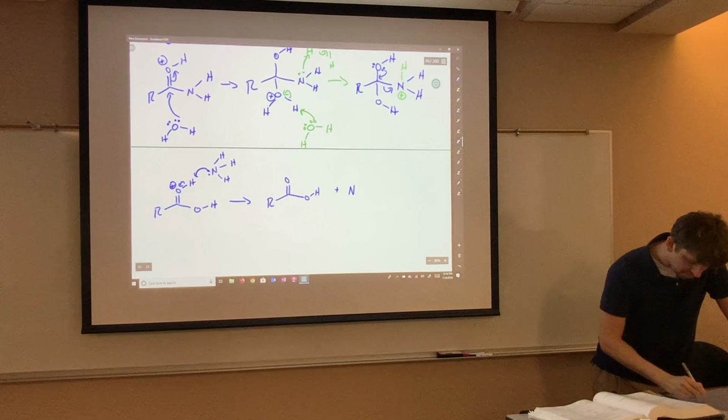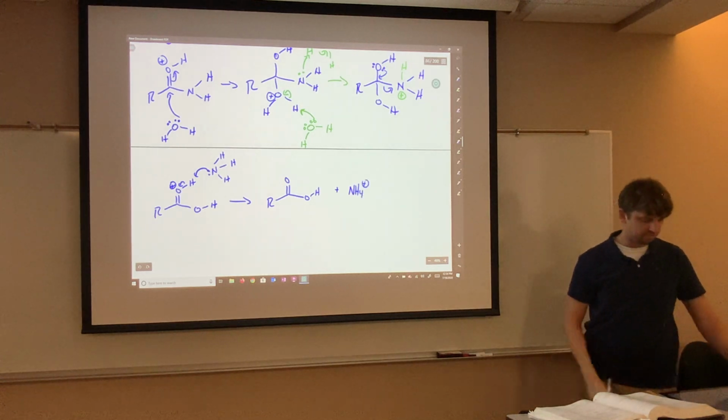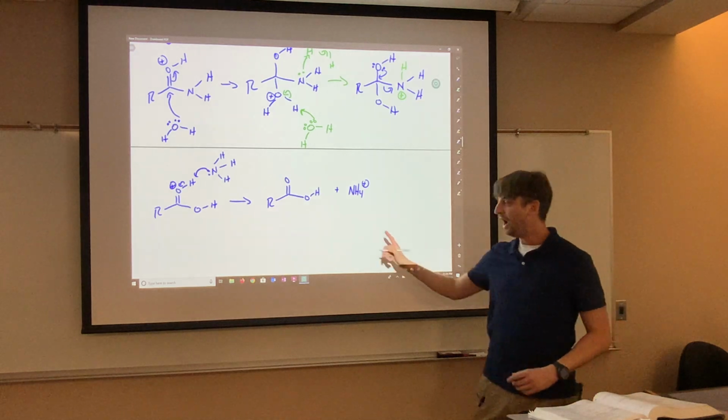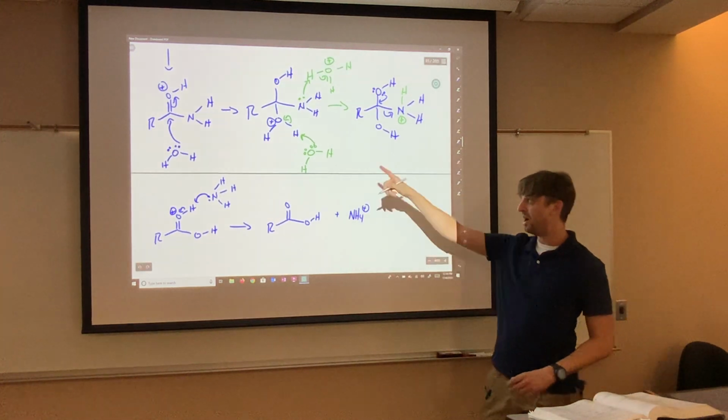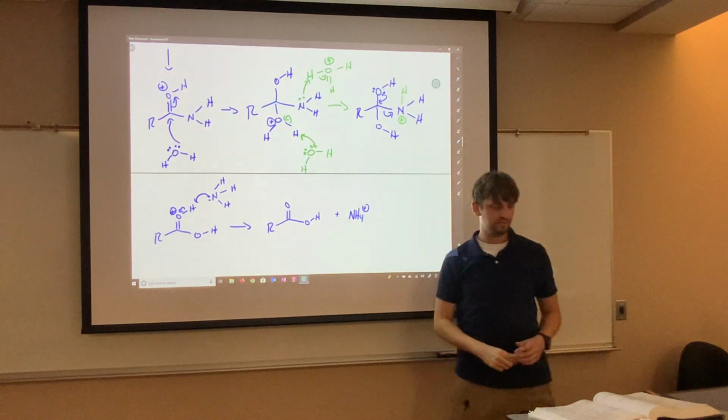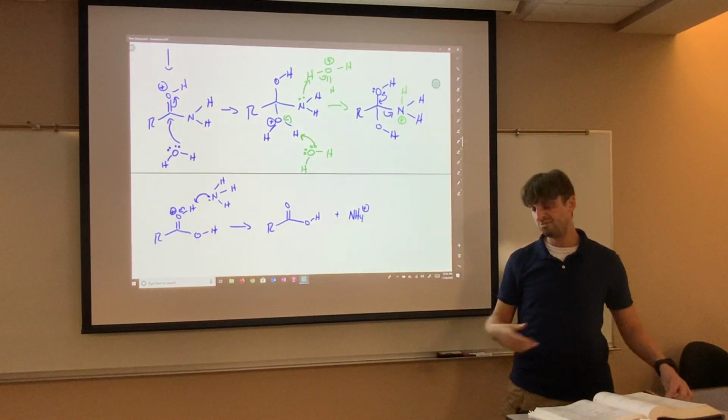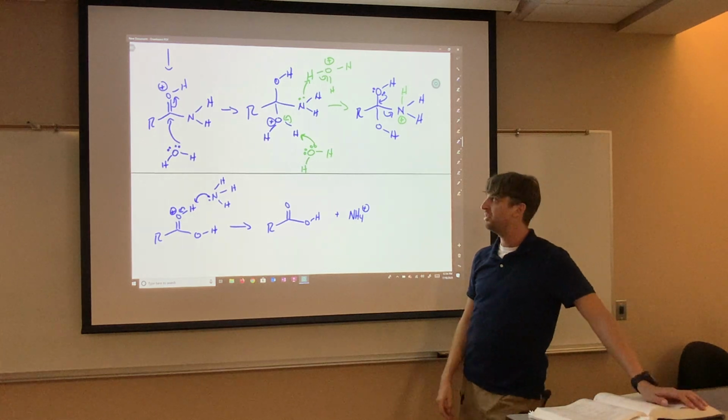And then, that's some NH4+, right? Cool. So we can hydrolyze an amide into a carboxylic acid. Seems reasonable, right? No unusual steps in there, nothing too bad.